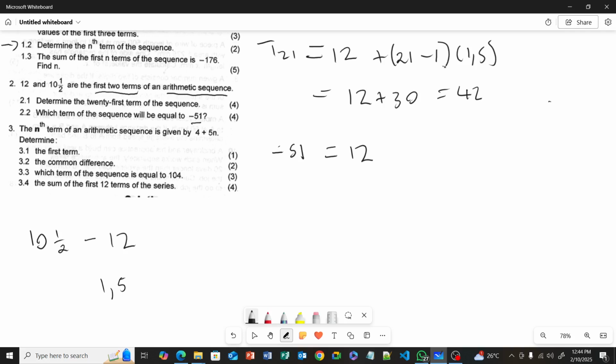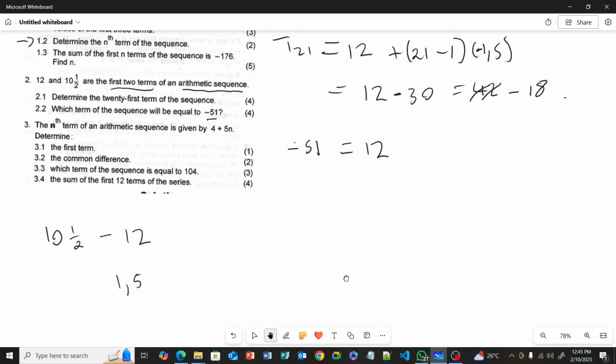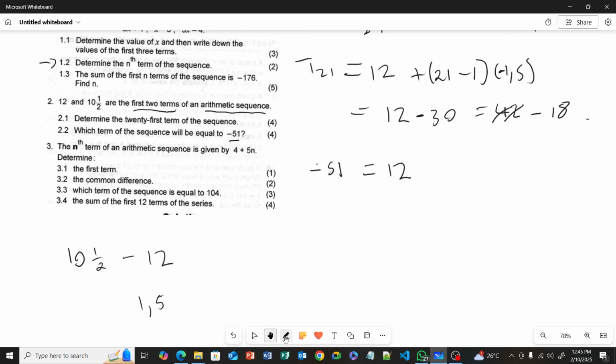Okay guys, I think I made a mistake. Forgive me. I think the difference must be a negative value. If we put this as a negative, here we'll be having a negative 30. Negative 30, and this won't be 42, but it will be negative 18. Sorry about that, it's a big mistake, but at least we managed to see it on time.